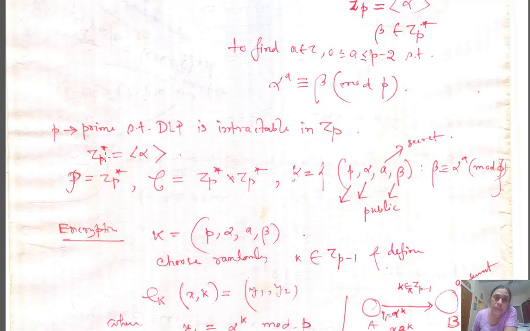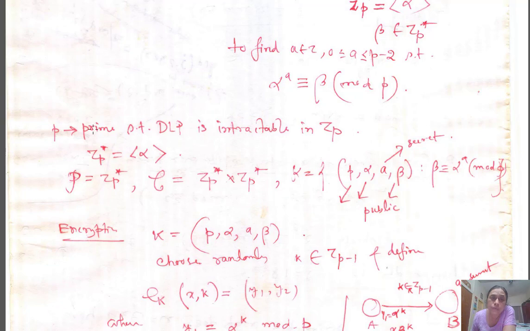Suppose Zp star is generated by alpha. So my plaintext space is Zp star and the ciphertext space is Zp star cross Zp star, the Cartesian product. So one plaintext element is encrypted to a ciphertext which contains two Zp star elements.